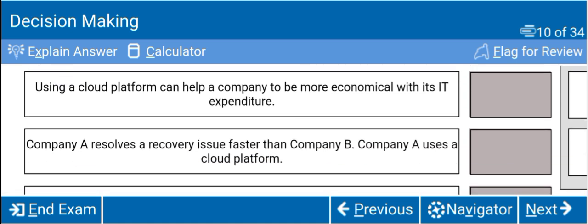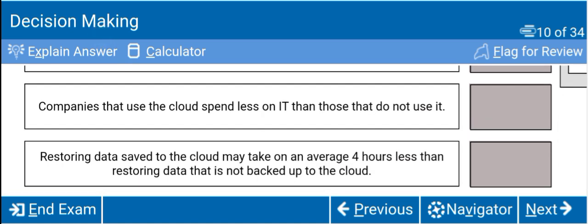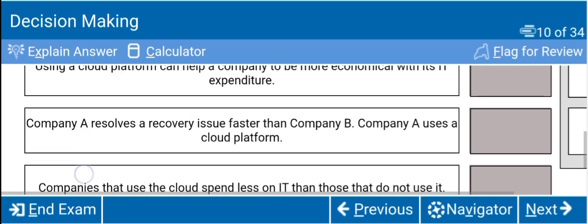Company A resolves a recovery issue faster than Company B. Company A uses a cloud platform. Companies that use the cloud spend less on IT than those that do not use it. Restoring data saved to the cloud may take on average 4 hours less than restoring data not backed up to the cloud.